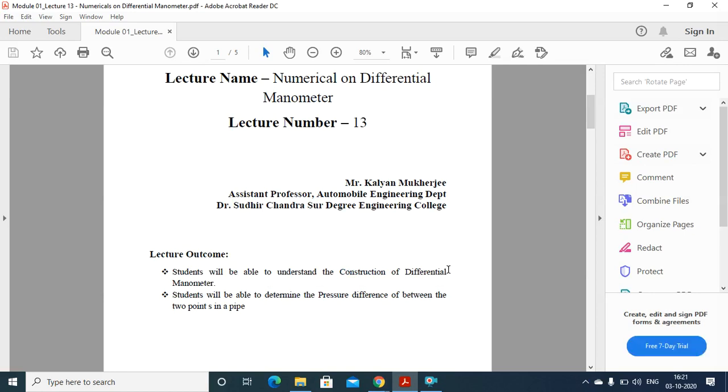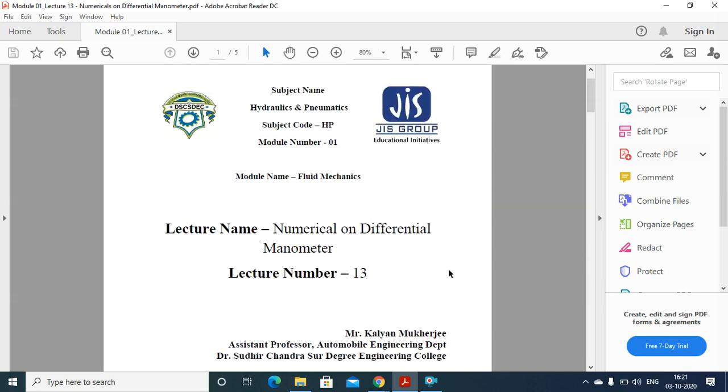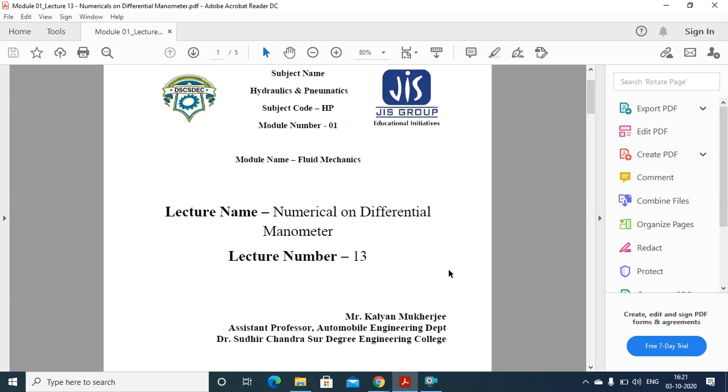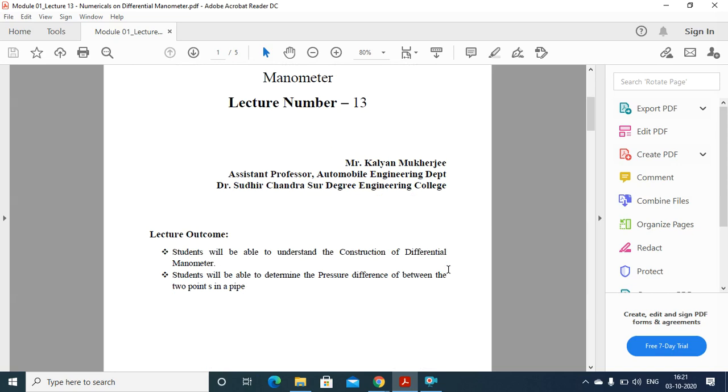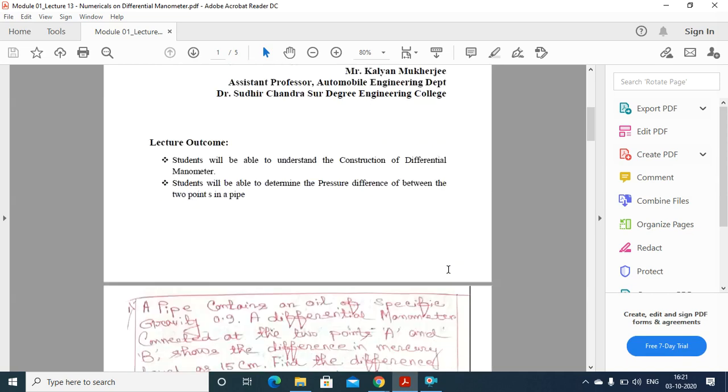Today I am going to solve some numericals on differential manometer. This will be our lecture number 13. Our subject name is Hydraulics and Pneumatics. Subject code is HP. Module number is 1 and module name is Fluid Mechanics. After this lecture, students will be able to understand the construction of differential manometer. Students will be able to determine the pressure difference between the 2 points in a pipe.